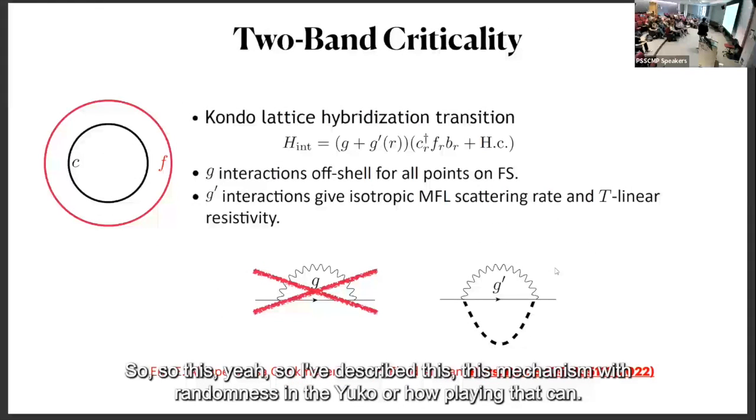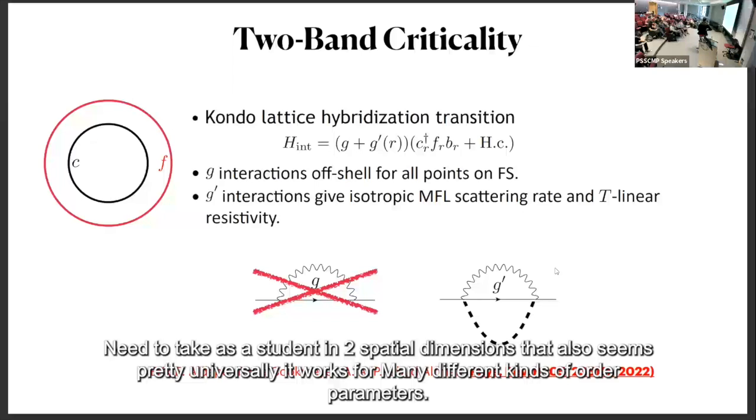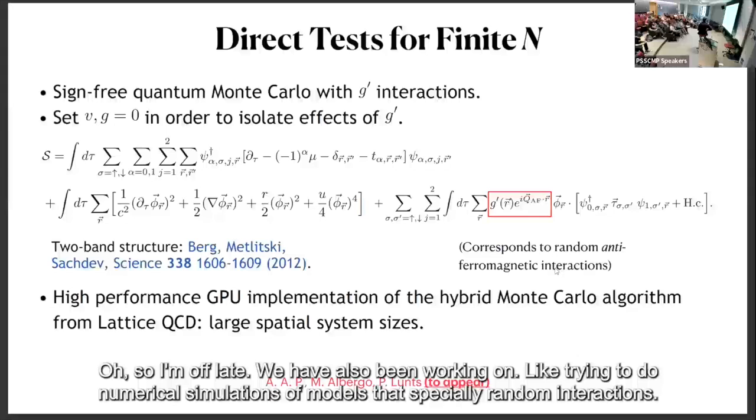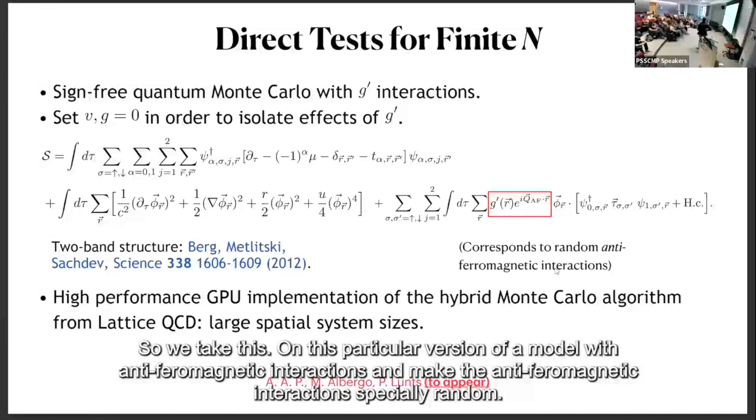So I've described this mechanism, with randomness in the Yukawa coupling, that can lead to T linear resistivity in two spatial dimensions. That also seems pretty universal. It works for many different kinds of order parameters. Of late, we have also been working on numerical simulations of models with spatially random interactions.